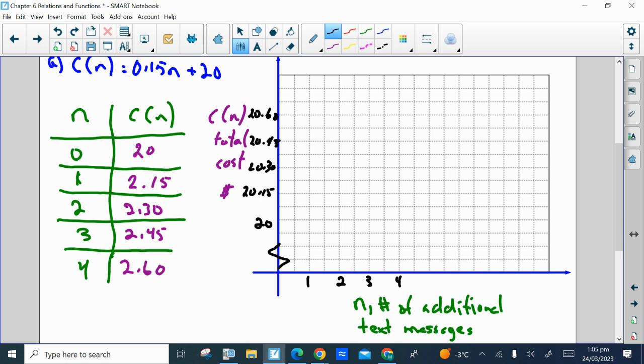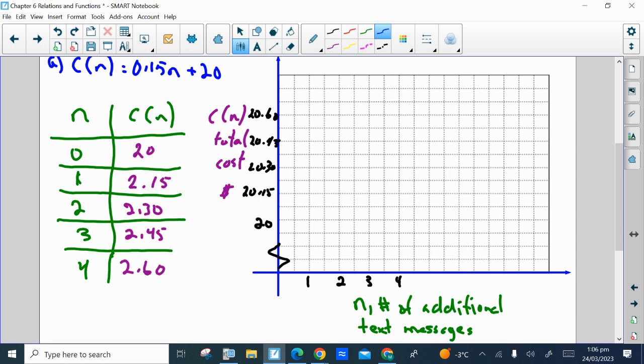Your graphs must have your axes labeled, and you must have a suitable scale. And whatever your scale is, you have to continue that pattern. So the scale on each axis doesn't have to be the same. On the x-axis, I went up by 1s. On the y-axis, I went up by 15 cents. What's your question, Kai? $20.30, then $20.45. I'm going up by 15 cents every time. And then $20.60, going up by 15 cents every time, which matches the numbers in the table, right?